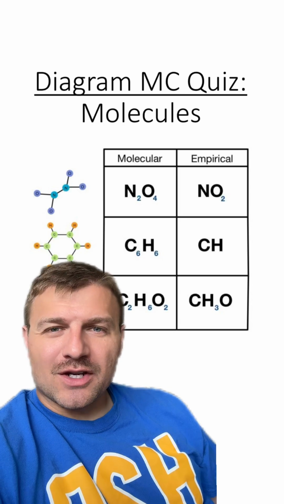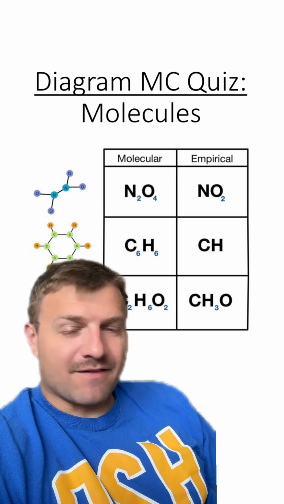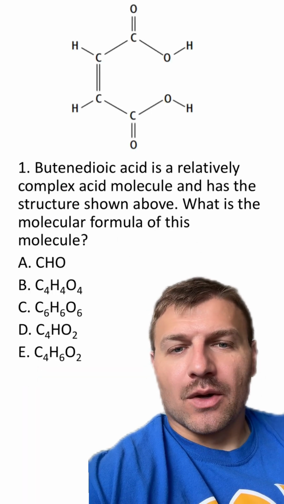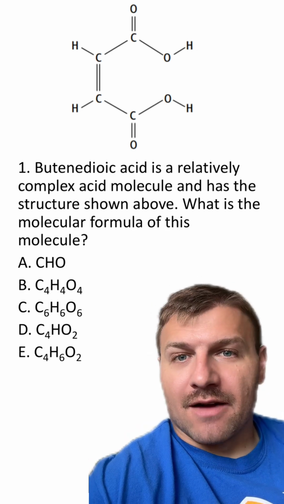Can you answer these chemistry questions about molecules? Each of these multiple choice questions are going to have a diagram and 5 answers. Butanediolatic acid is a relatively complex acid molecule that has a structure shown above. What is the molecular formula of this molecule?